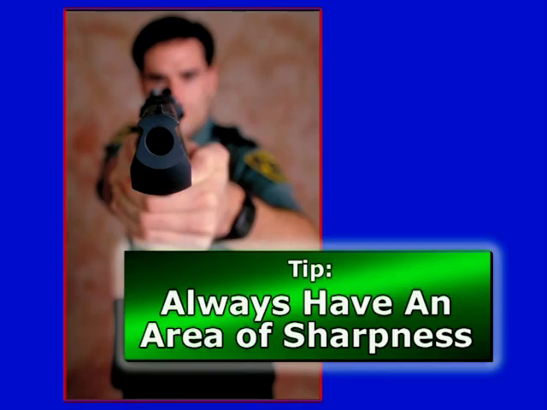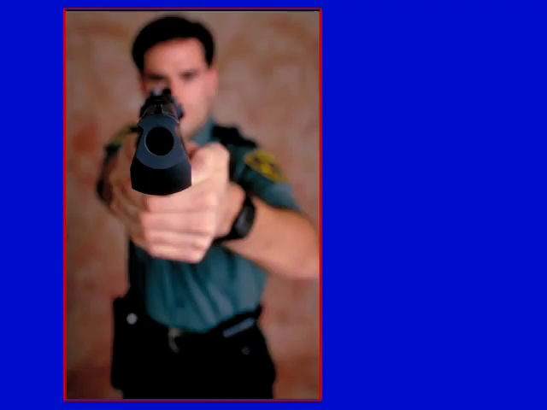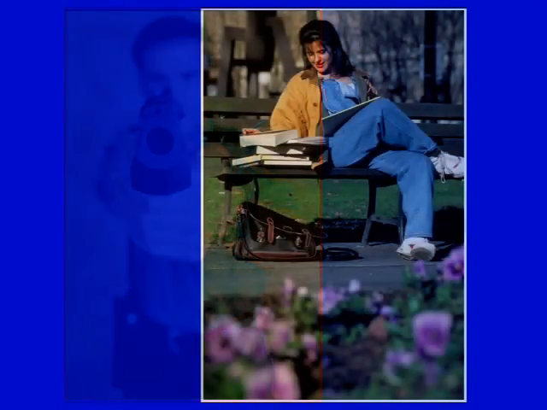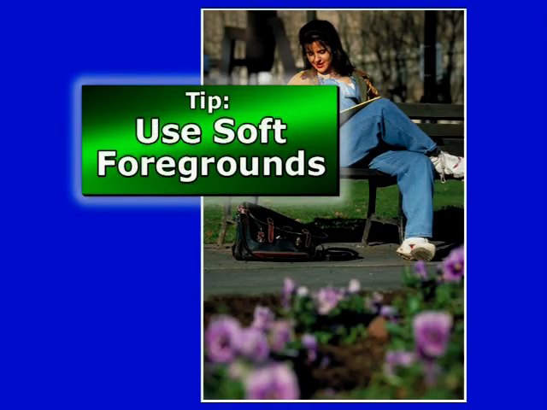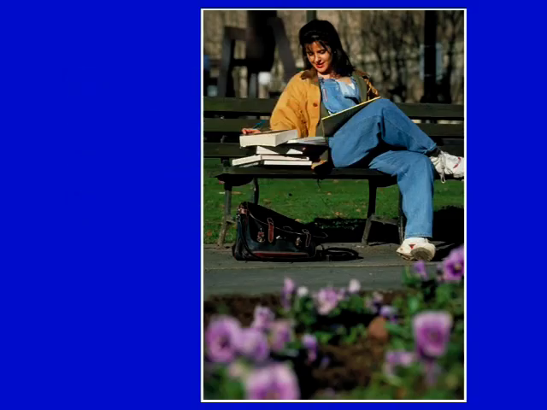In this dramatic image of the police officer, the very tip of the gun is sharp, while the entire background is soft and out of focus. But the background still conveys that it is a police officer holding the gun. Here, the foreground is soft and out of focus, while the girl on the bench is sharp and in focus. The softness and colors of the foreground helps lead our eye to the main subject, the student.